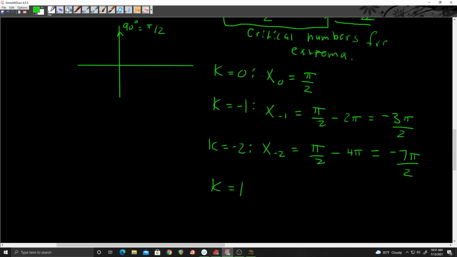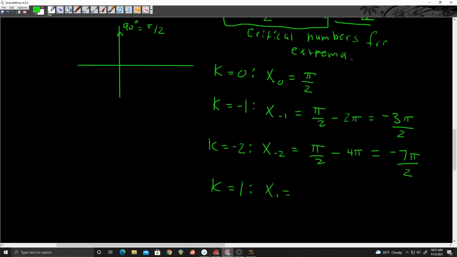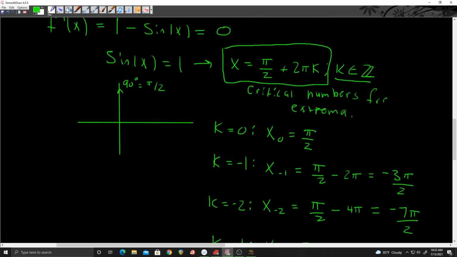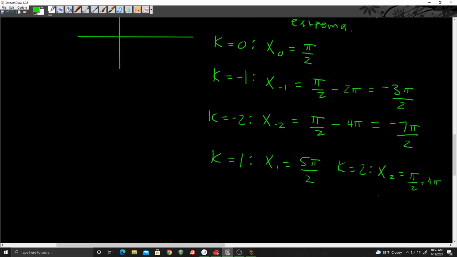Now let's go the other way. Let's do k equals +1, because we're just trying to establish a pattern here. x sub 1 equals pi over 2 plus 2 pi, which is going to be 5 pi over 2. And then finally, if k equals 2, then x sub 2 equals pi over 2 plus 4 pi, and that's going to give us 9 pi over 2. So now we have a bunch of stuff that we have to check through. Let's see if we can establish a pattern here. I think we can.